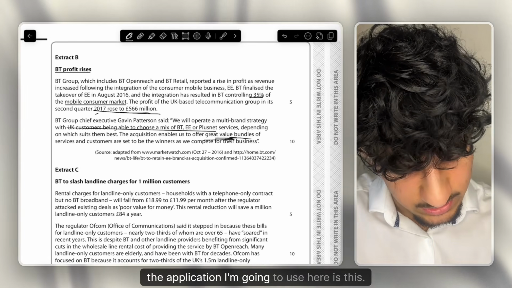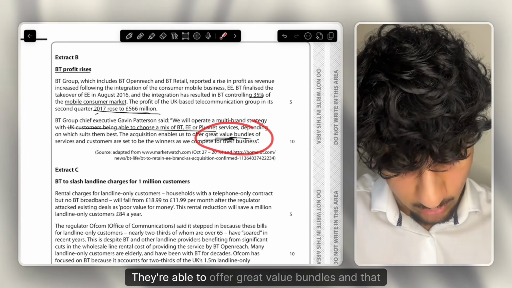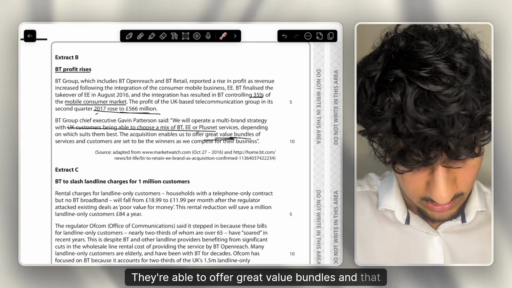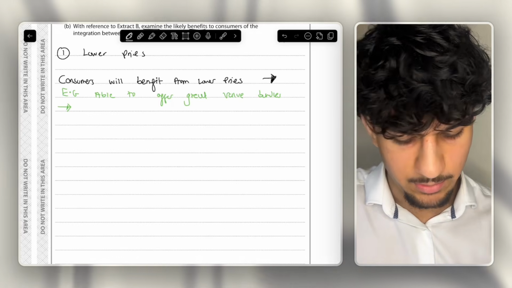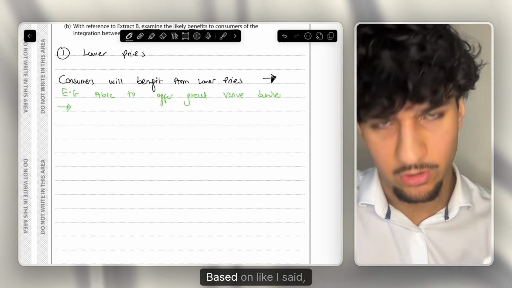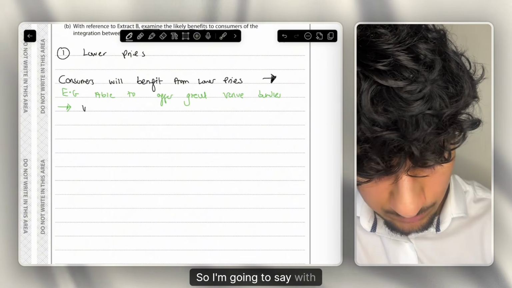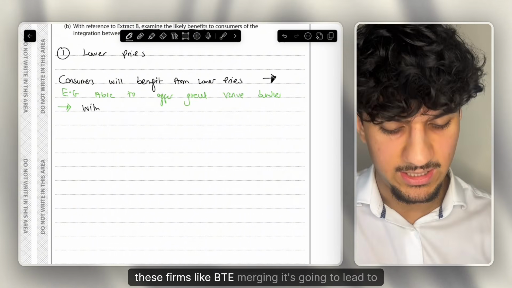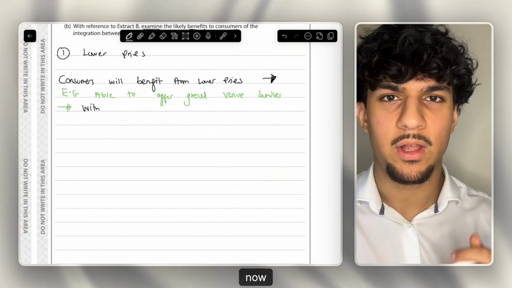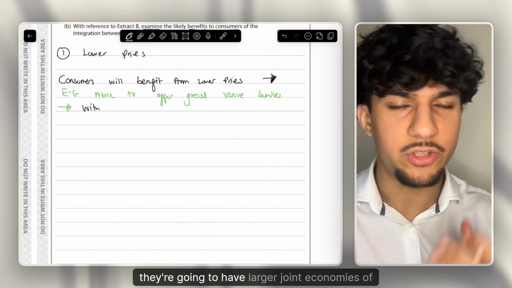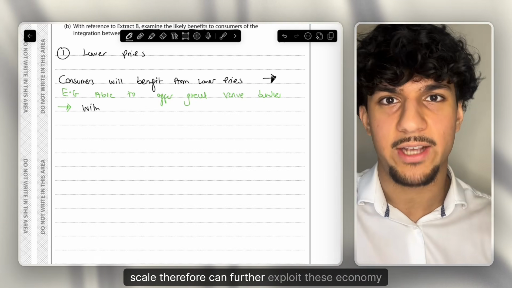And the application I'm going to use here is this. They're able to offer great value bundles, and that is going to tie into my price thing. Essentially, my main chain of analysis is going to be based on, like I said, economies of scale. So I'm going to say, with these firms like BT, EE merging, they're now going to have larger joint economies of scale, therefore can further exploit these economies of scale.